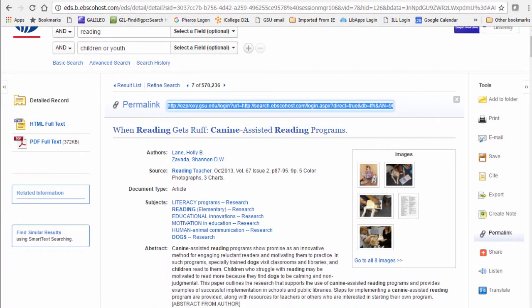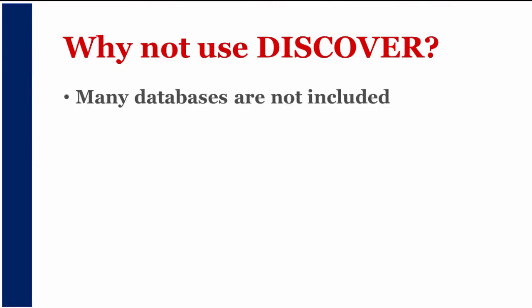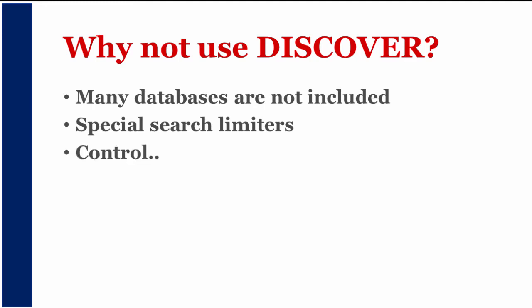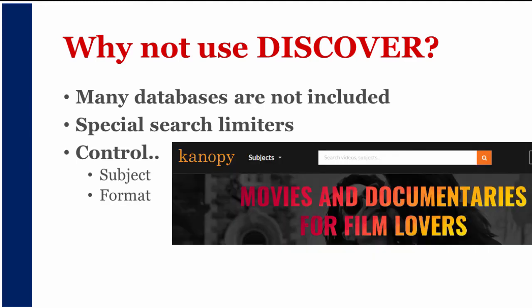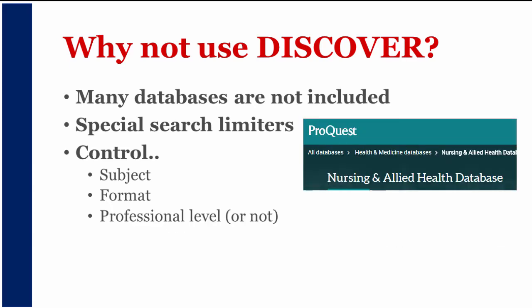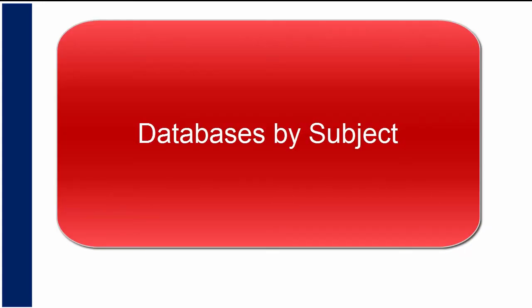That is the gist of how to use the Discover tool, but there are times you may not want to use the Discover tool. Why? Reasons include the Discover tool doesn't include all of our databases. Individual databases may give you specialized search limiters that are not included in the Discover search. And using specific databases instead of the Discover search can help you control the type of information you find. Some databases only contain information on certain subjects, limit to certain formats, or contain information oriented to subject experts or non-professional readers. How do you know which databases fit your topic?